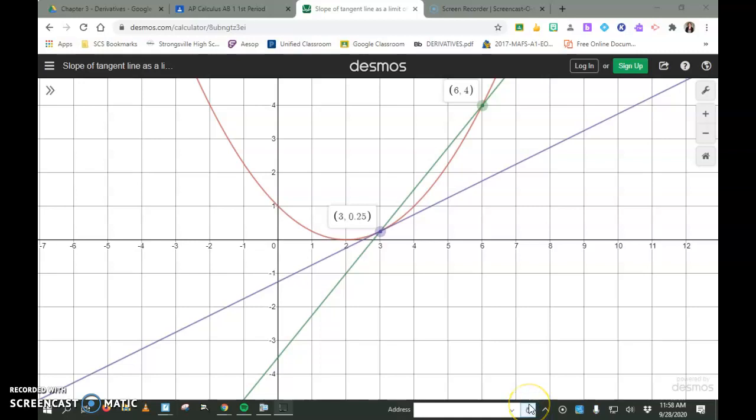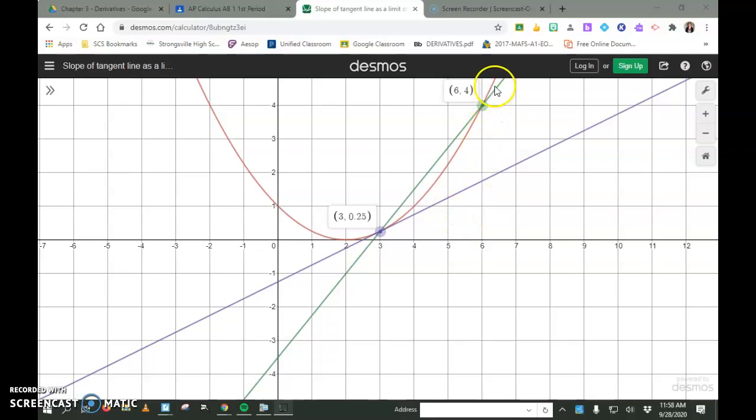Hey there. All right, so I just wanted to do a demonstration for you so that you can visually see what we're talking about in class when we talk about finding the slope of the tangent line being a limit as x approaches a specific value of the slope formula.